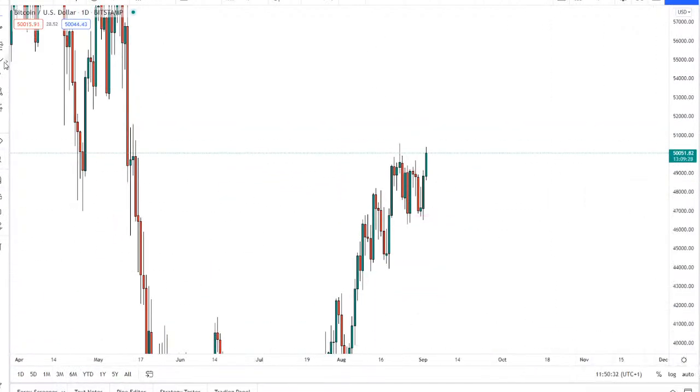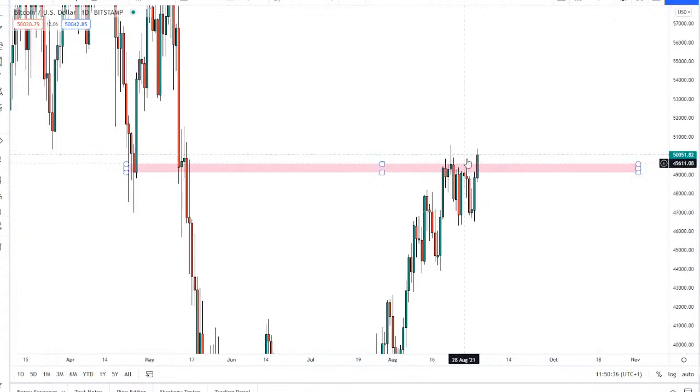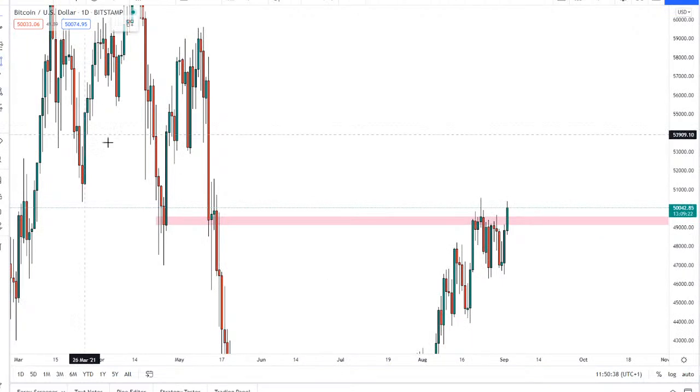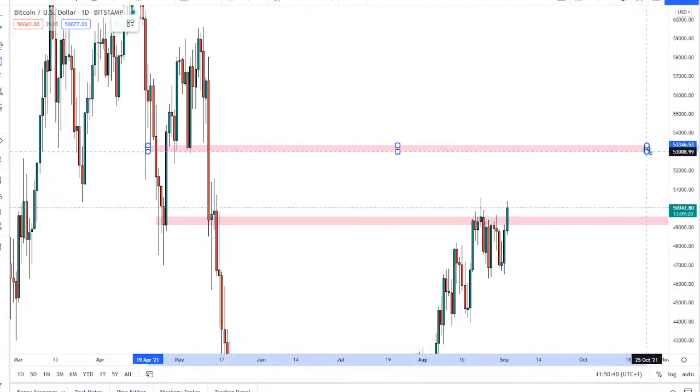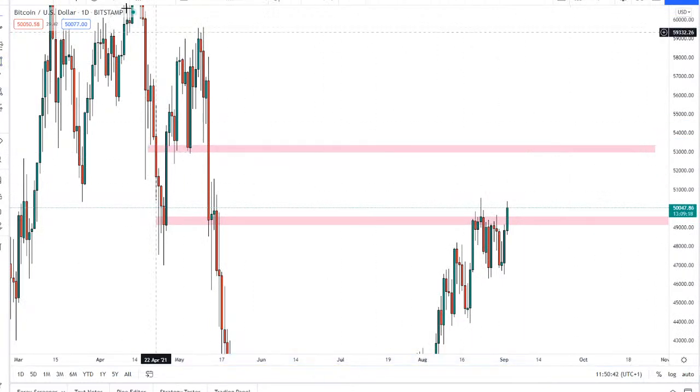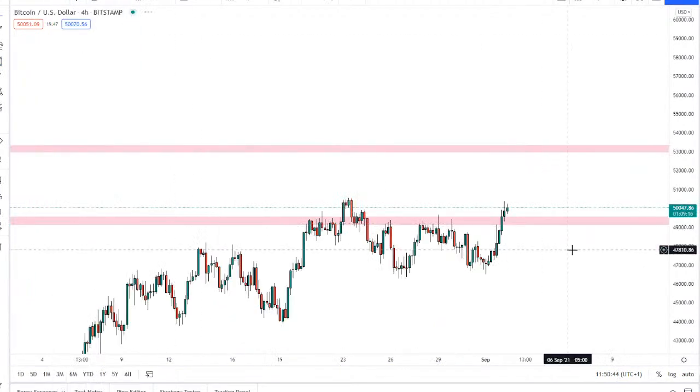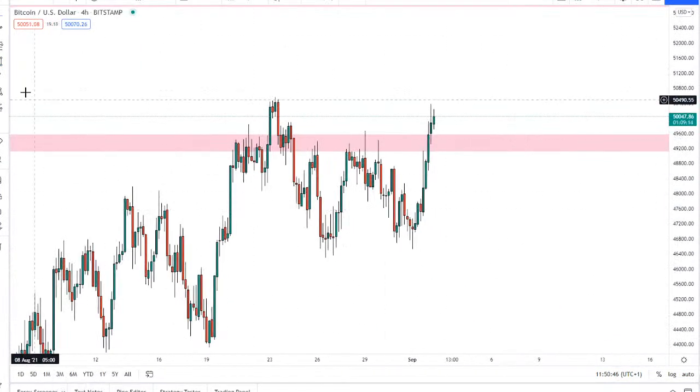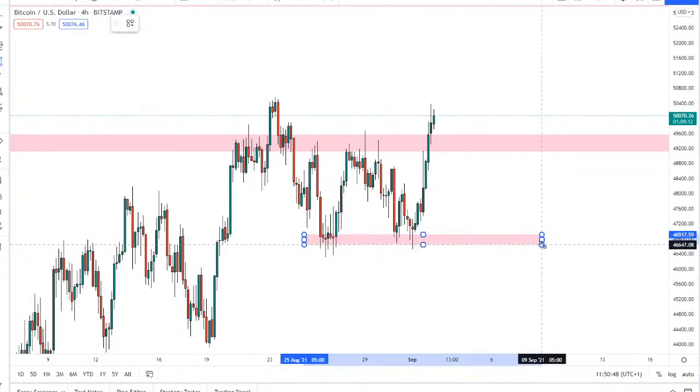This is the key level that I said. If Bitcoin can break through, which looks like it's trying to do now, it's poking its head above on the daily, probably see a move back up to 53k, I reckon, for Bitcoin. So buys are looking good for this pair. I do have to admit it's breaking through that. It's getting above this level here.